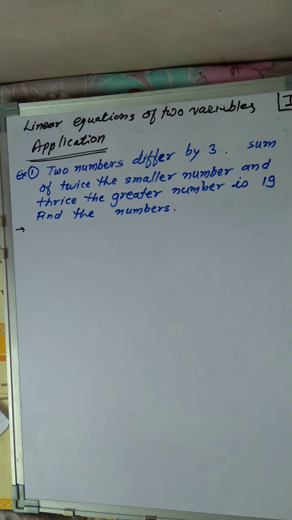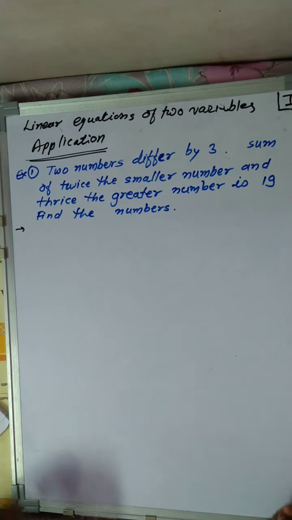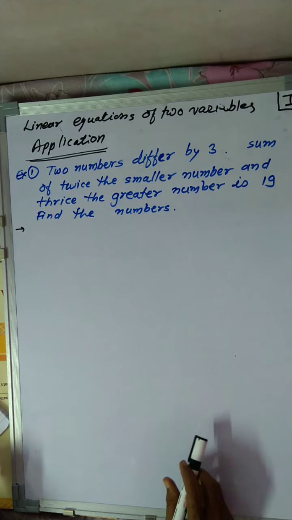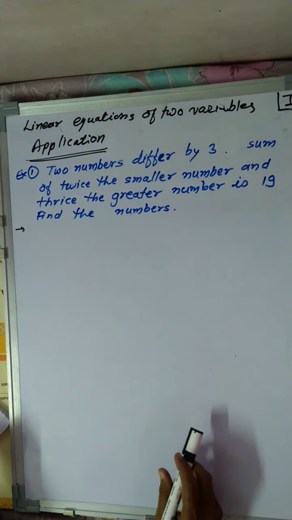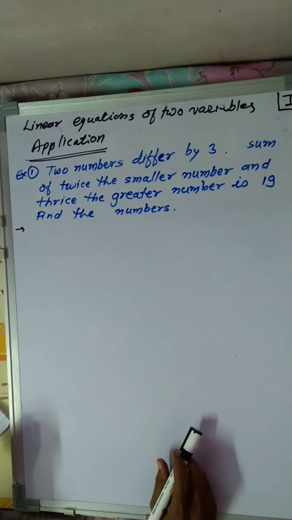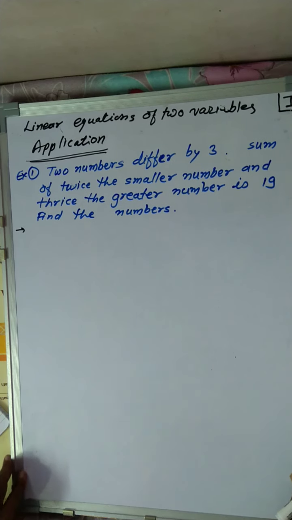Now students, today we learn the application of linear equations in two variables. These are also called the word problems of simultaneous equations. A word problem is given and we have to find the equations from the given conditions. Let us take one example from our book, practice set 1.5, the first sum.